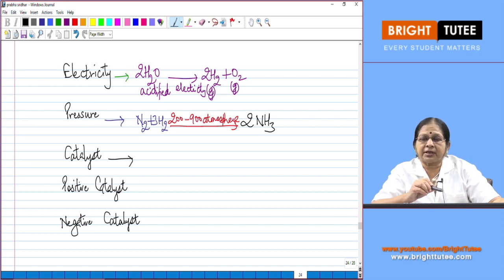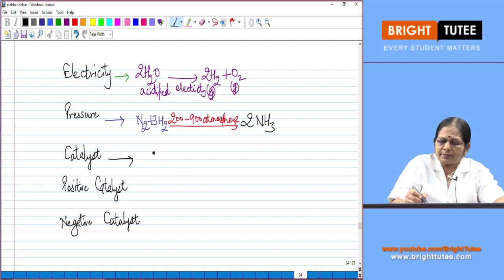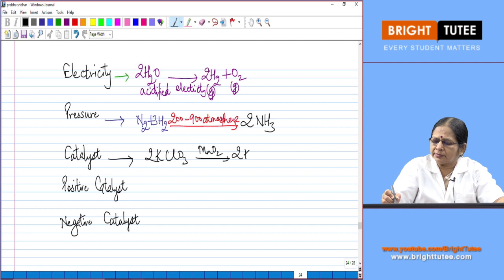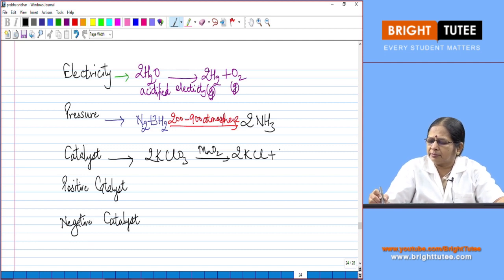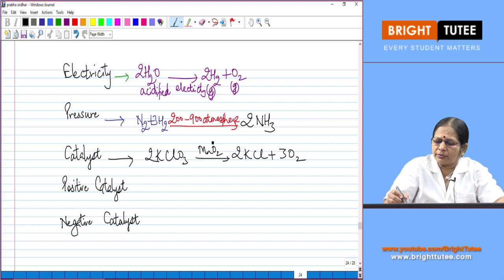So that's called a catalyst: a chemical substance added to the reactant to increase or alter the rate of reaction. The catalyst does not take part in any chemical reaction. So for example, we say potassium chlorate is the reactant, manganese dioxide is the catalyst. It forms potassium chloride plus oxygen. So here the role of manganese dioxide is a catalyst.